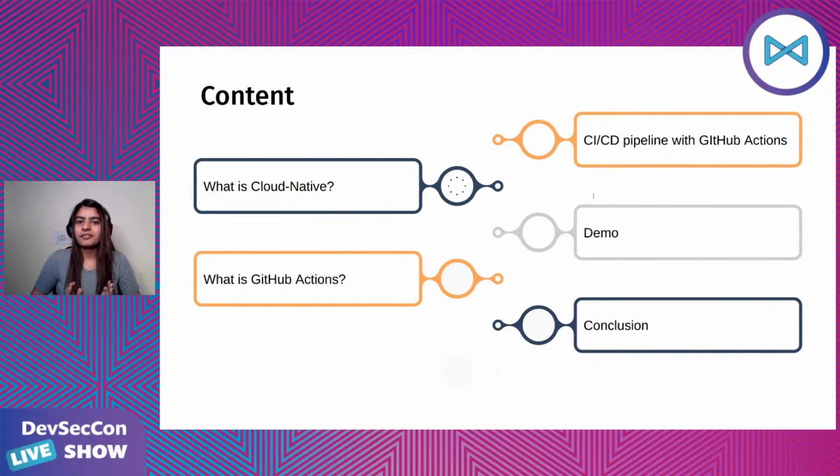So let's move towards the content which I will be covering today. Firstly, we will know what is Cloud Native, then what is GitHub Actions, and we will be creating a CI/CD pipeline with GitHub Actions. I will give the demos also along with each step of the pipeline, and in the last, I will give the conclusion for the same.